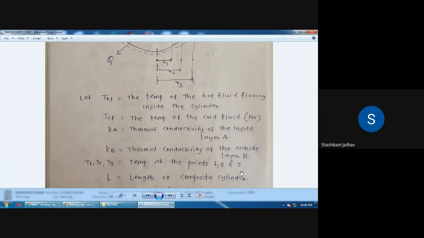Then capital L is nothing but length of composite cylinder. Length of the composite cylinder.